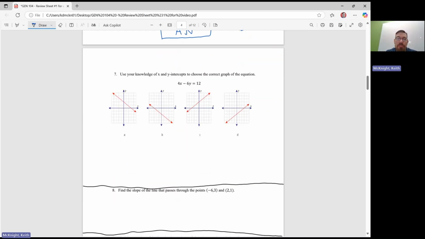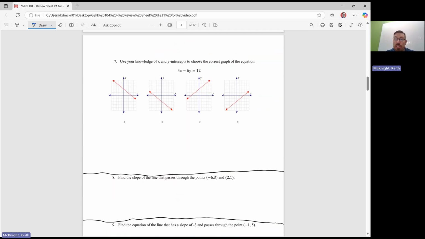All right, number 7 here. So number 7, we're going to use our knowledge of intercepts to try to choose the graph of 4x minus 6y is equal to 12.